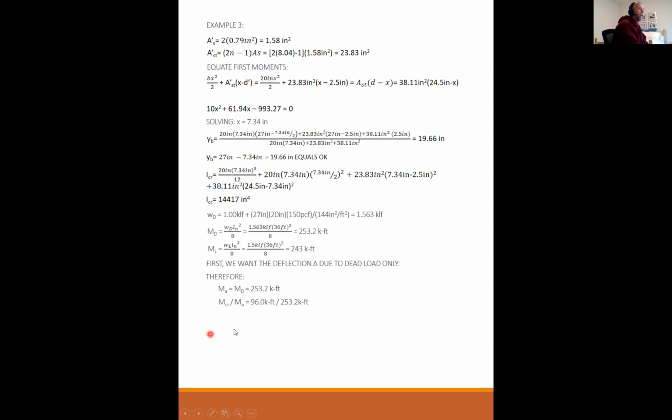253.2. M cracked over MA, we calculated M cracked was 96 over 253.2, that's 0.379. We use the Branson equation. I plug in my 0.379 here and here, my gross moment of inertia here, my cracked moment of inertia here. My effective moment of inertia is 15,418.